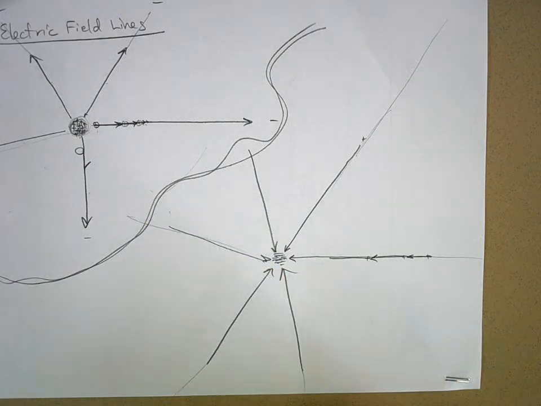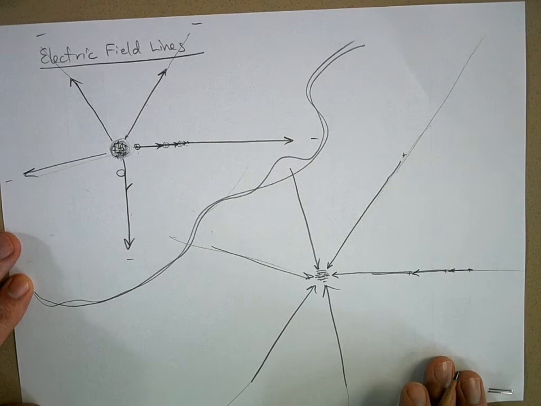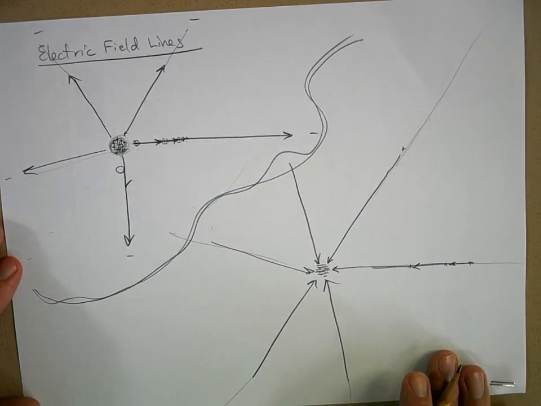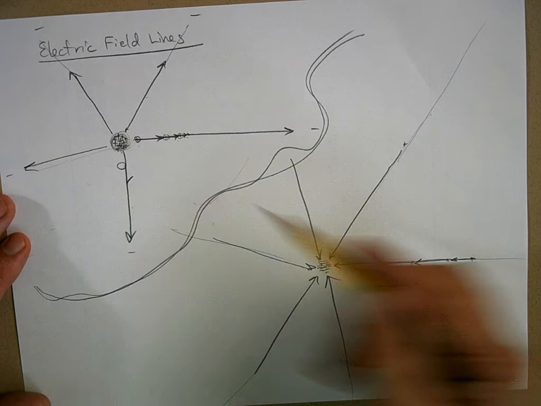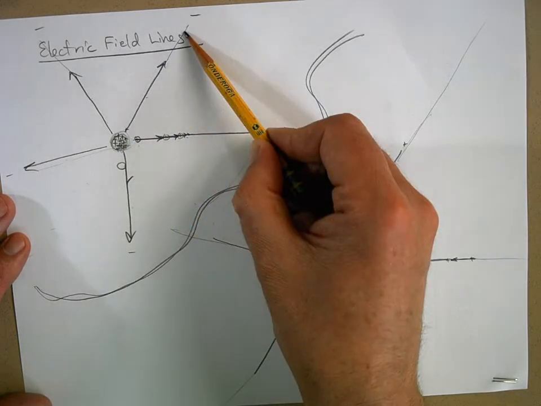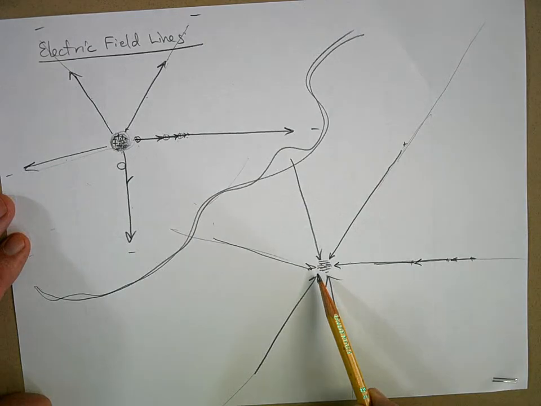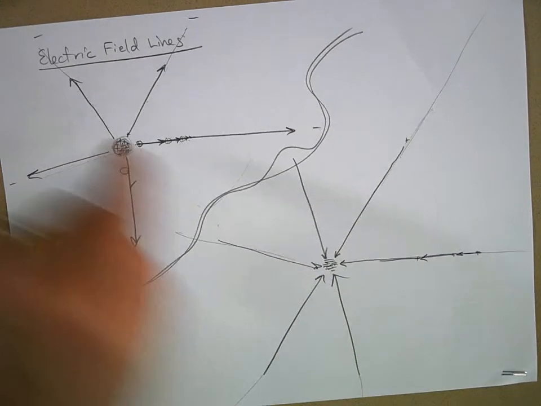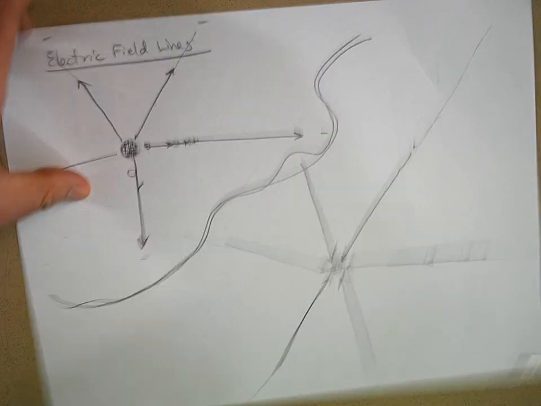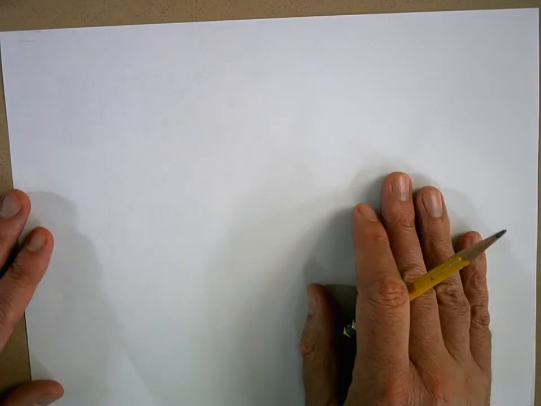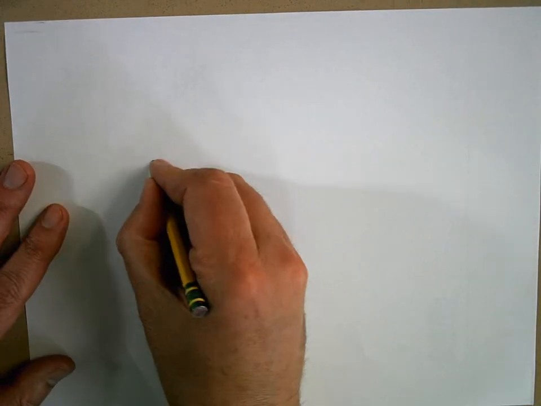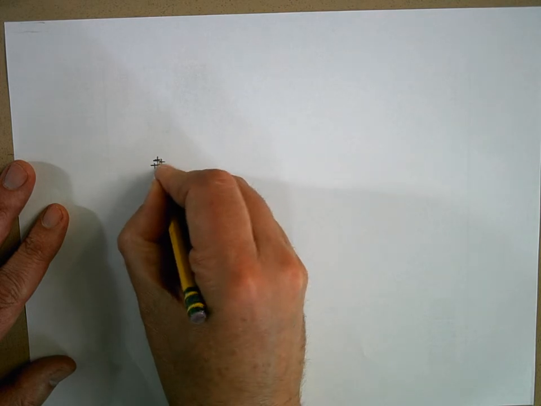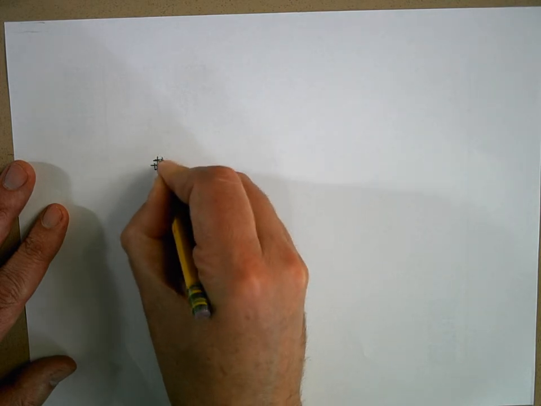Now, one thing that we can see about field lines is that they start at positive charge and they end at negative charge. Those are two of the rules for drawing electric field lines. Now, let's combine these into the same diagram. What if I put some positive charge here, some negative charge over here?